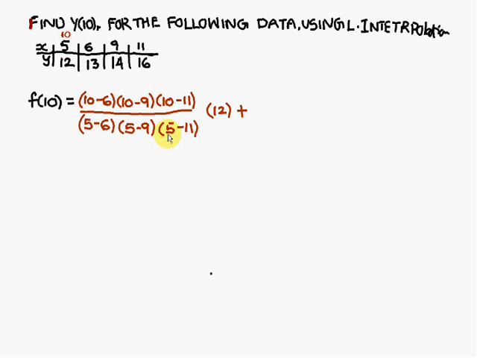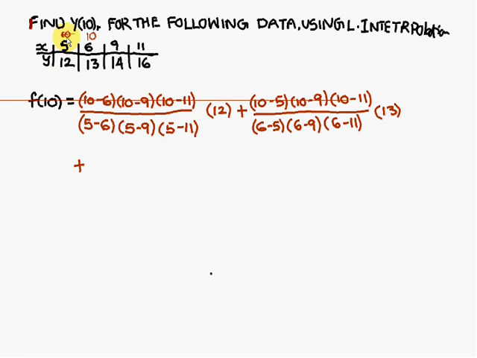Here is how to remember the formula: you write 10 minus 6, 10 minus 9, 10 minus 11, divided by 5 minus 6, 5 minus 9, 5 minus 11, multiplied by the corresponding value for 5, which is 12. Therefore you write 12 here.